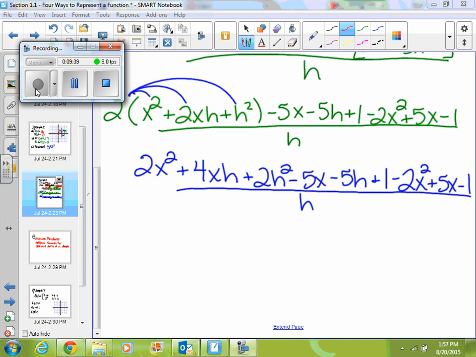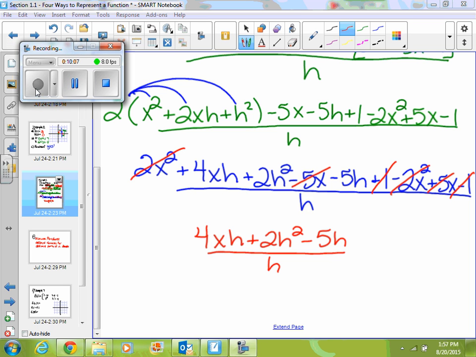Okay, so let's start crossing off things that cancel. Just try to make it simple. So I have a 2x squared minus 2x squared, so I know that's going to cancel. I have a minus 5x and a plus 5x that cancels, and a plus 1 and a minus 1 that cancels. So I'm left with 4xh plus 2h squared minus 5h, all divided by h.